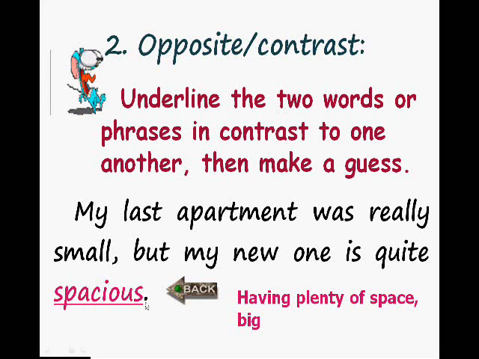Okay, so it's very easy now, if I know the relation between words in a sentence, to guess the meaning of the unfamiliar word. In our case here, we have to use the context clue, which is opposite or contrast. And the other situation we mentioned was the cause and effect.